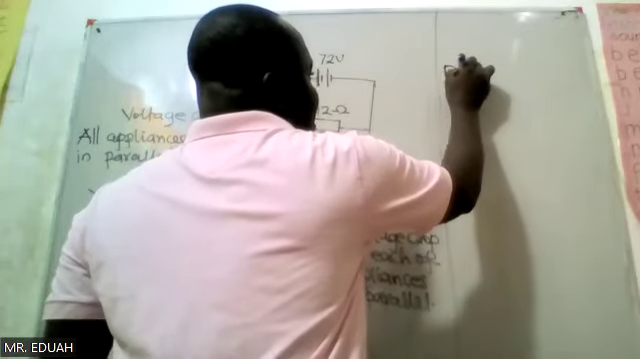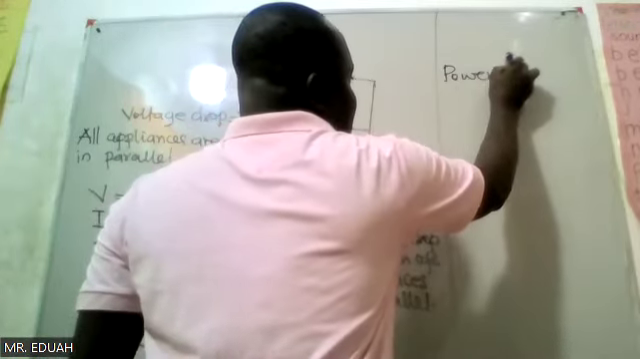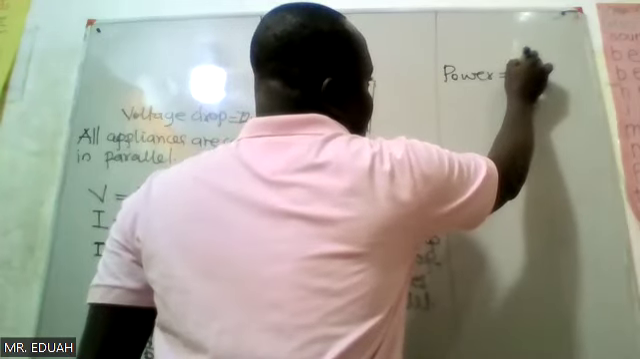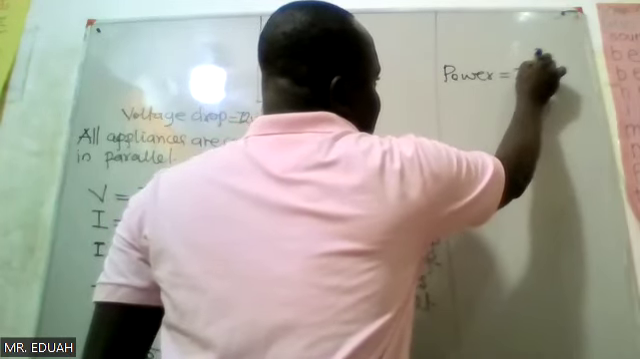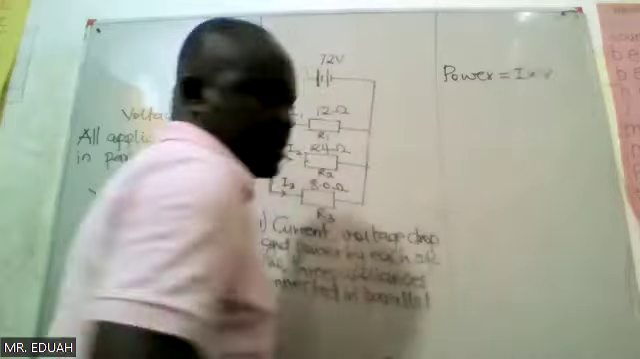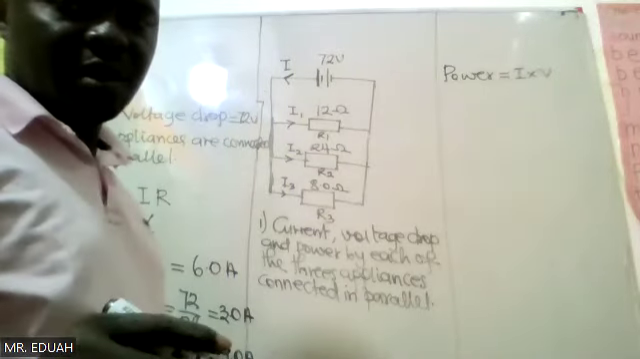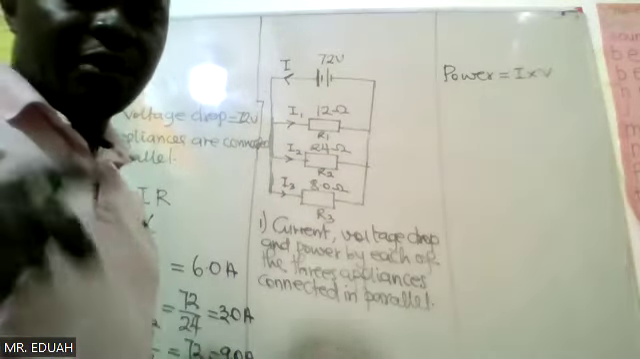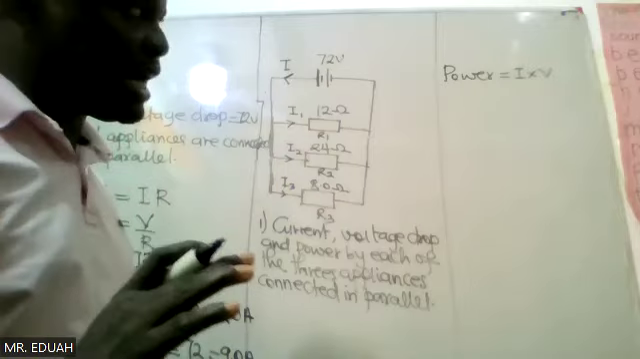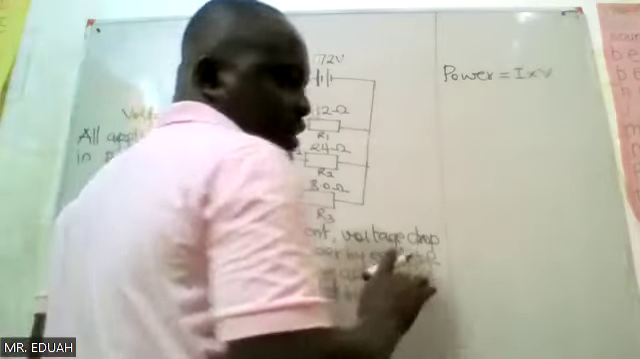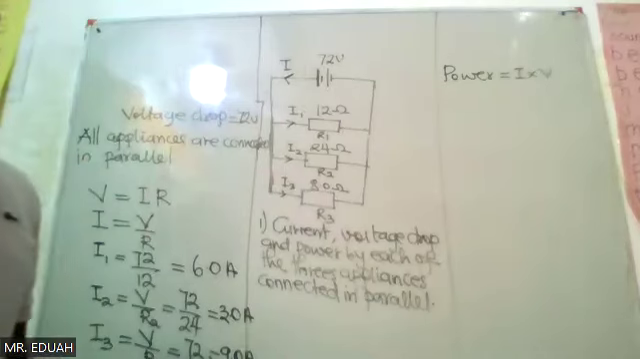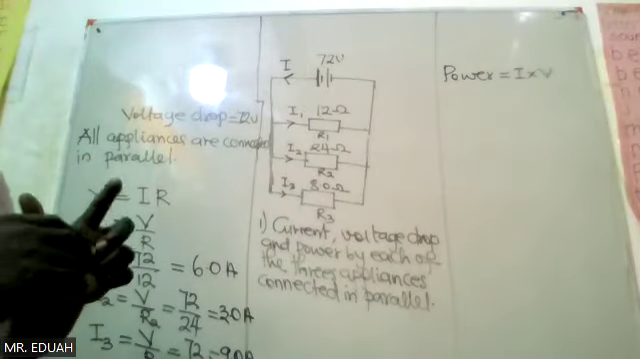Now, power, electrical power, is equal to current times voltage. We can also derive another formula. If current is, power is current times voltage.